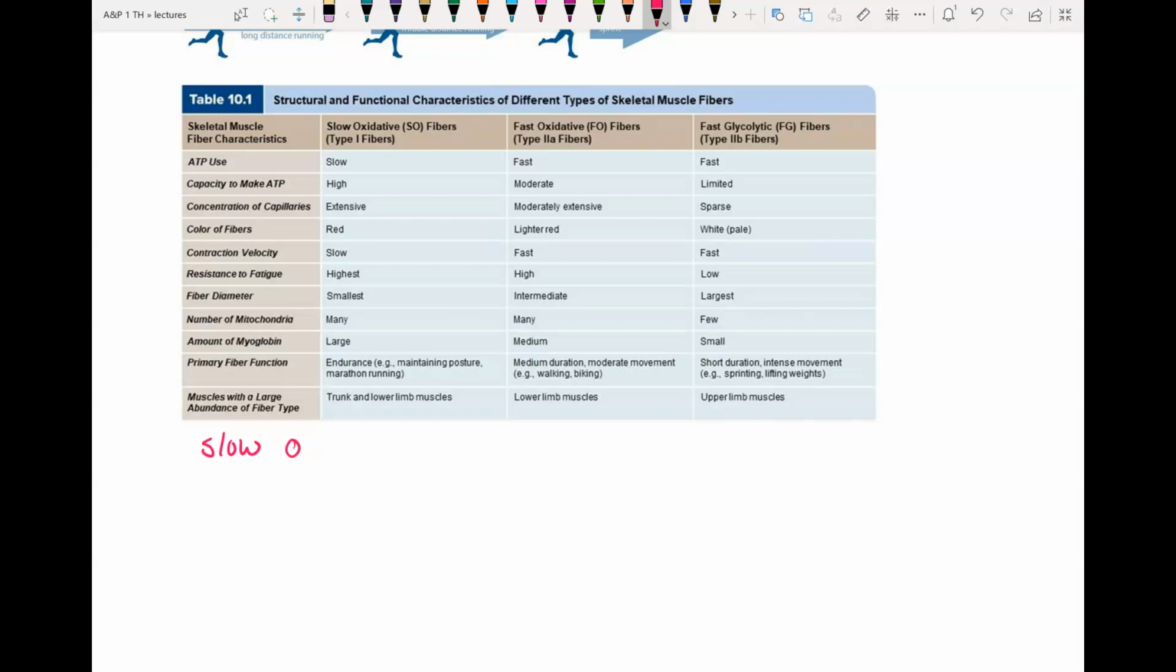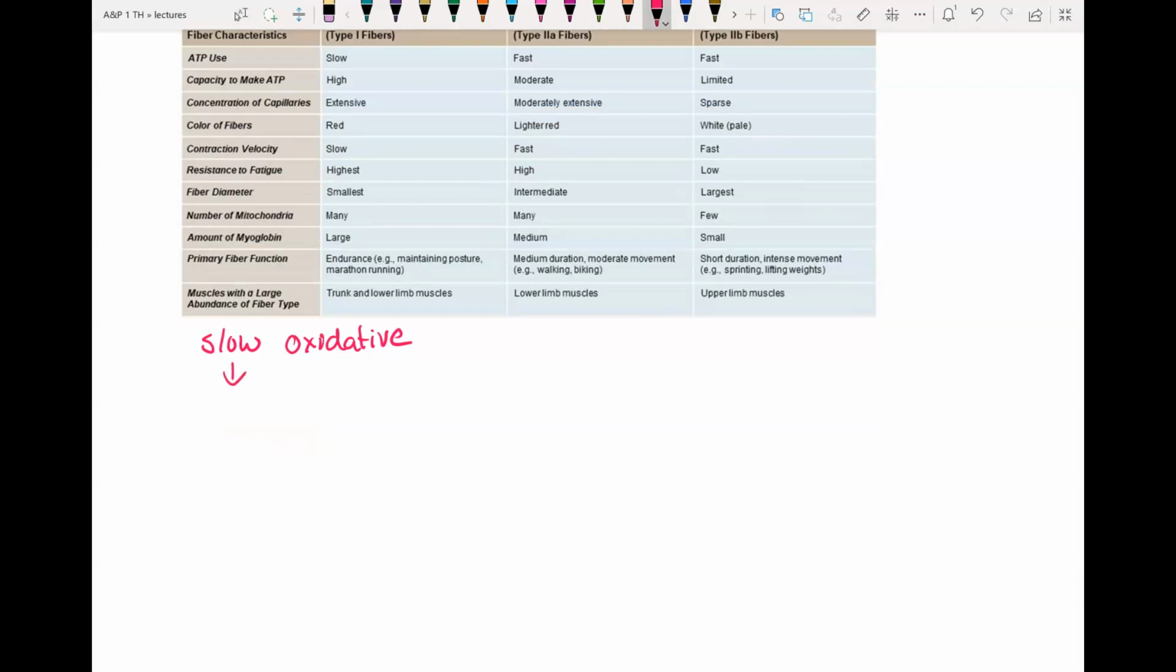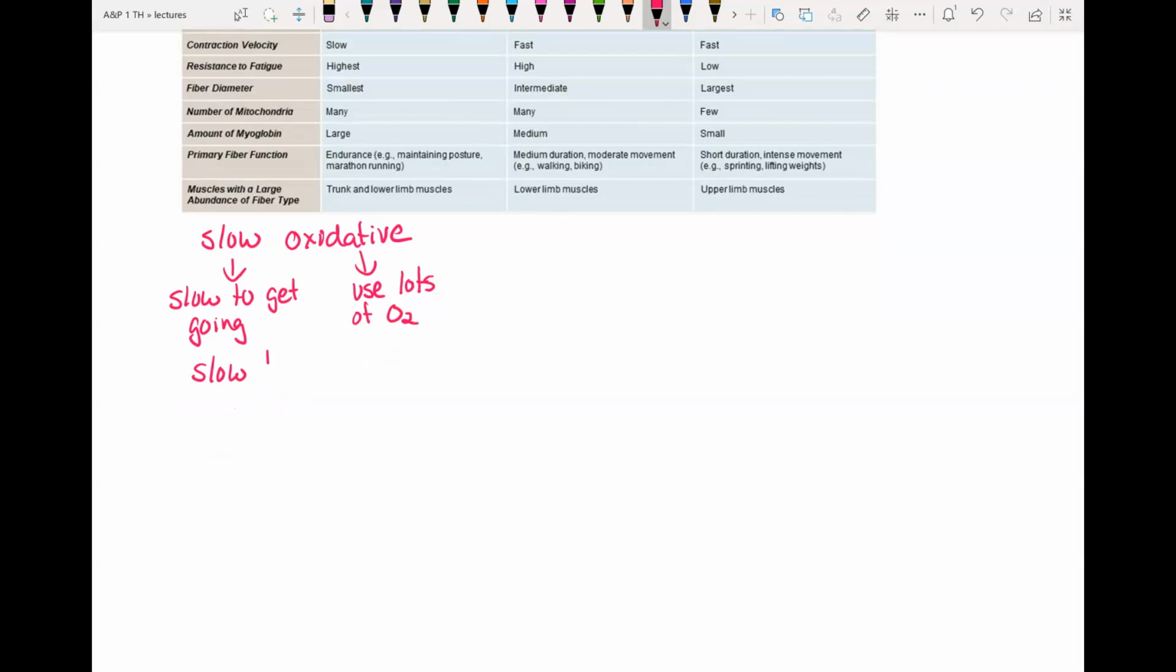If you break the name down, slow, they're slow to get going on their ATP production. These are not the quick burst of energy. These take a little bit of a lag time. And oxidative means they use lots of oxygen. Another name for these fibers is slow twitch. If you're into sports, you've probably heard discussions of slow twitch and fast twitch fibers.